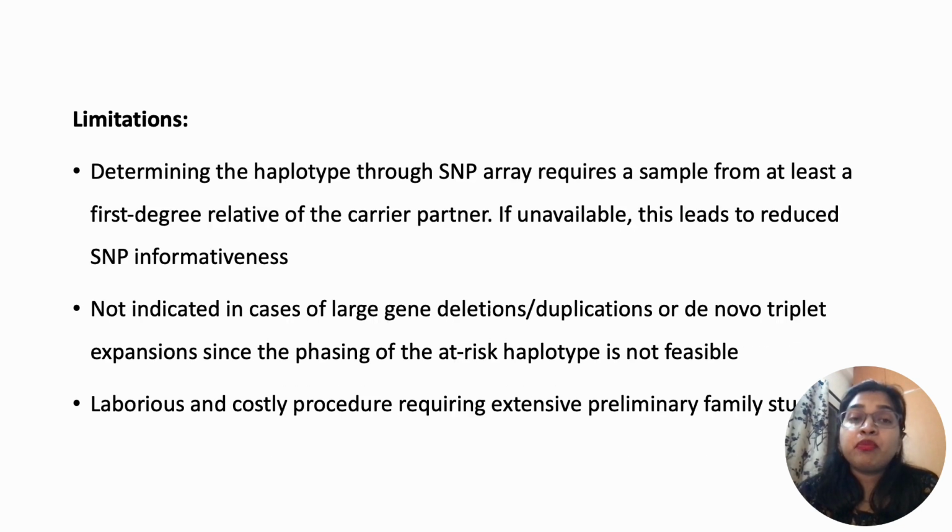Then determining the haplotype through SNP array requires a sample from at least a first degree relative of the carrier partner. If it is not available, this can lead to reduced SNP informativeness. Next is, it is not indicated in cases of large gene deletions or duplications or de novo triplet expansions because phasing of the at-risk haplotype is not feasible. Next is, PGT-M is a very laborious and costly procedure and requires extensive preliminary family study.